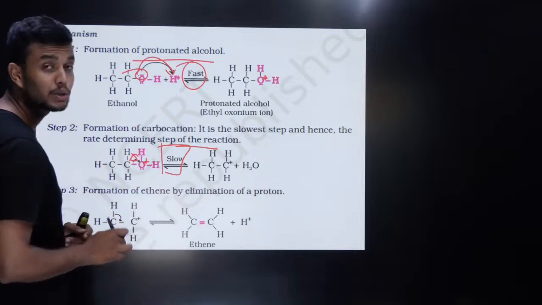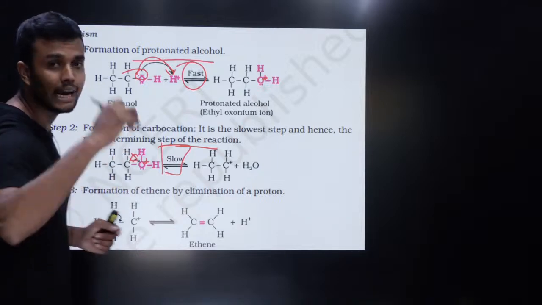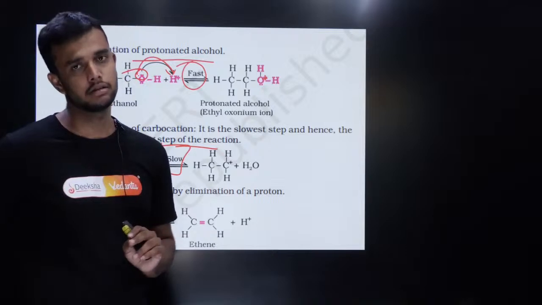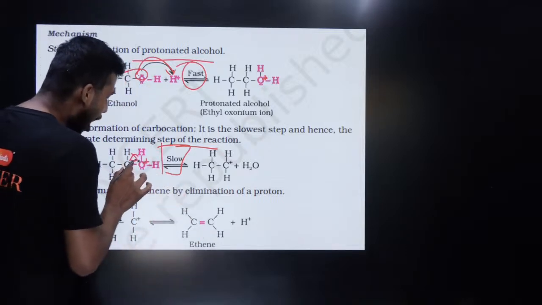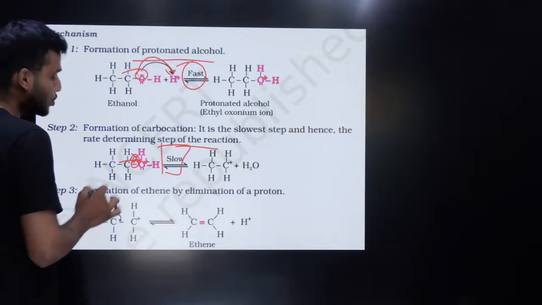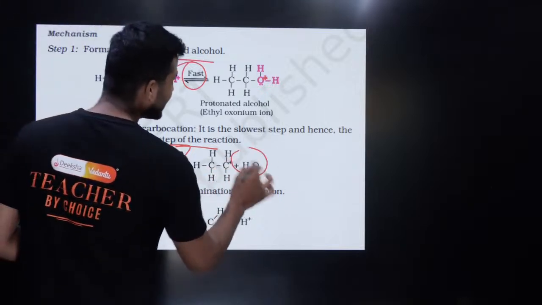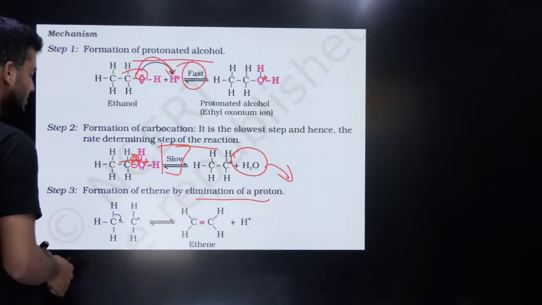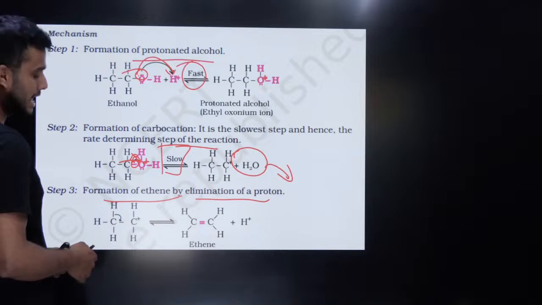Oxygen carries a positive charge. What does it do? It tells carbon, "Give me that entire bond, then I am easily eliminated." Then the oxygen takes the entire covalent bond from carbon, and it is released as a water molecule. Further elimination of a proton happens, and then ethene is formed by elimination of a proton.